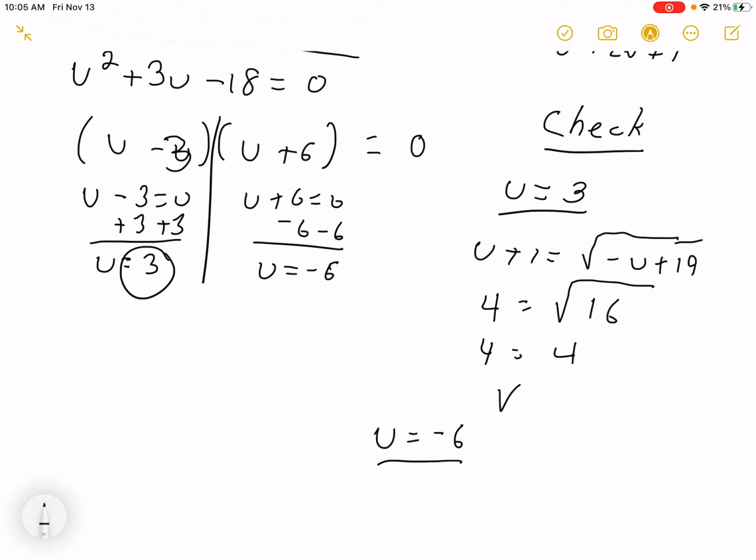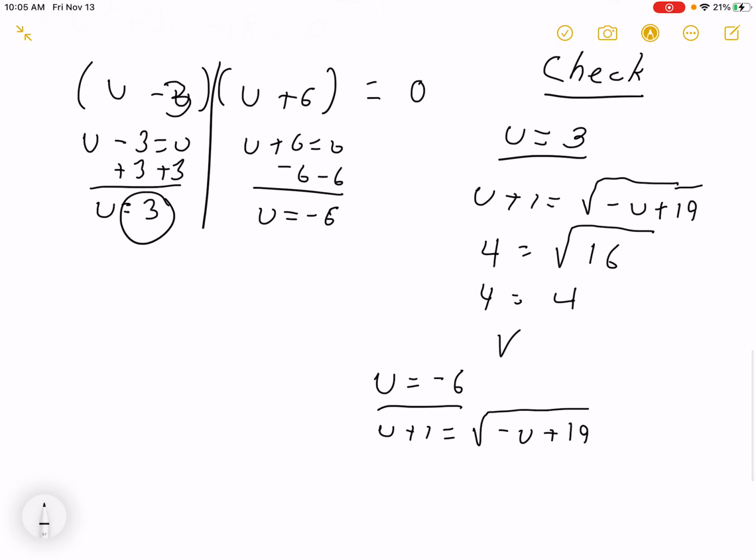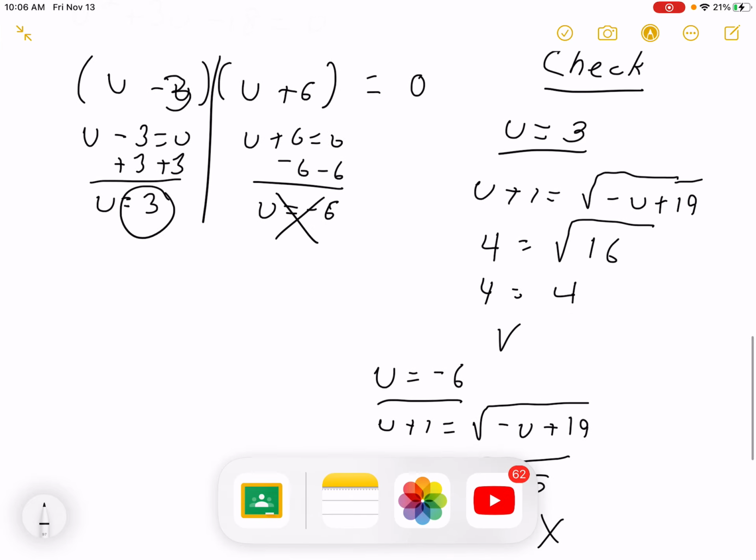So u plus 1 equals square root of negative u plus 19. So negative 6 plus 1, negative 5, equals square root of negative negative 6, so positive 6 plus 19, 25. So we'll get negative 5 equals positive 5, which is a contradiction. So negative 6 is extraneous. It doesn't check. We're going to forget about it. The only solution to number 3 is 3. Negative 6 is an extraneous solution.